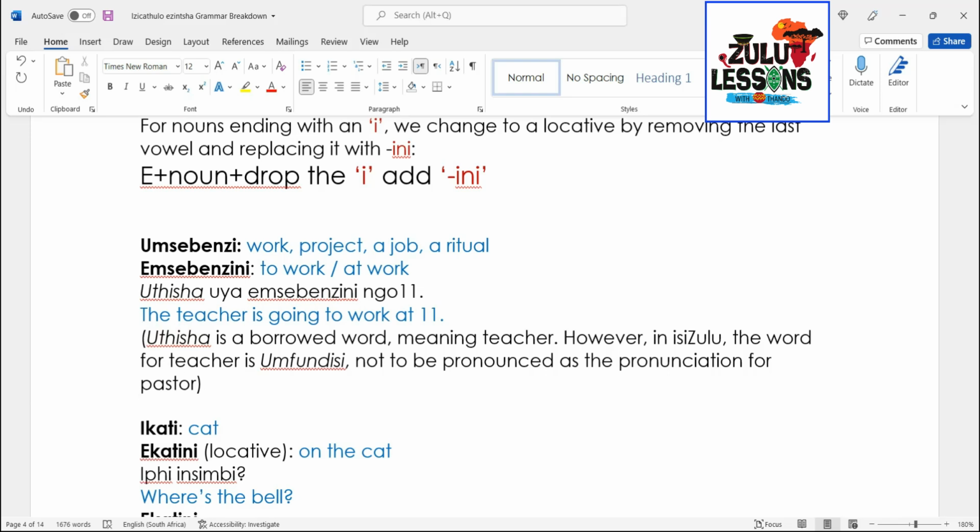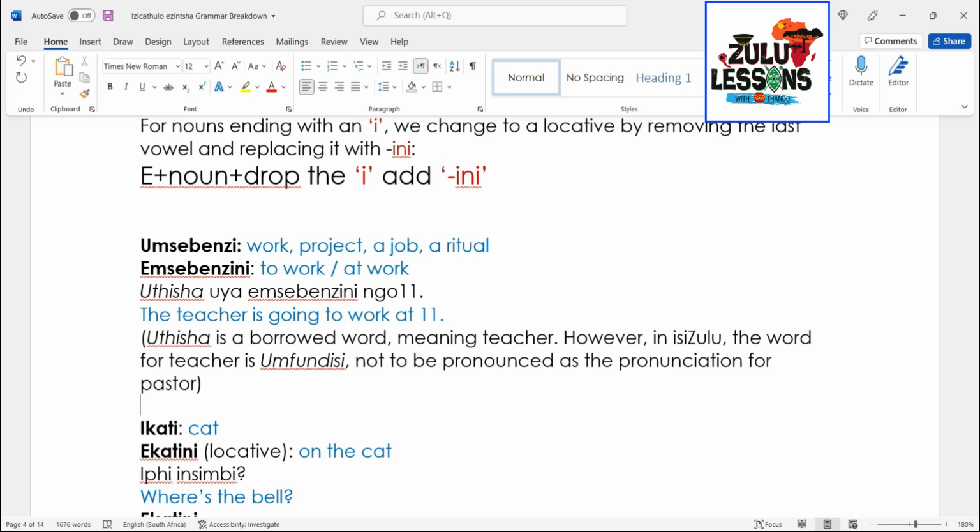So umfundisi, the teacher, so became a pastor. As you are hearing the way I pronounced it, umfundisi, that's the pronunciation for a pastor or a reverend. The correct pronunciation of this word actually is umfundisi. Umfundisi. That's the correct pronunciation for this word in isiZulu.